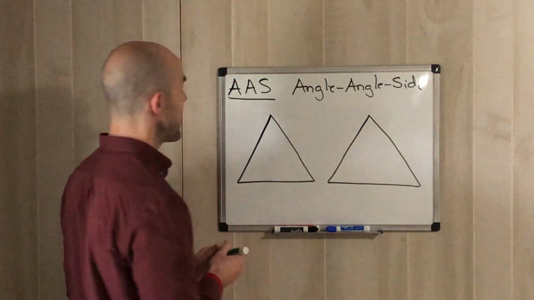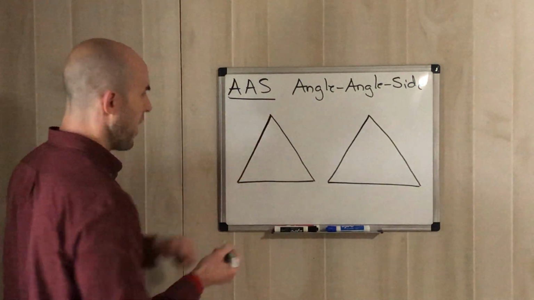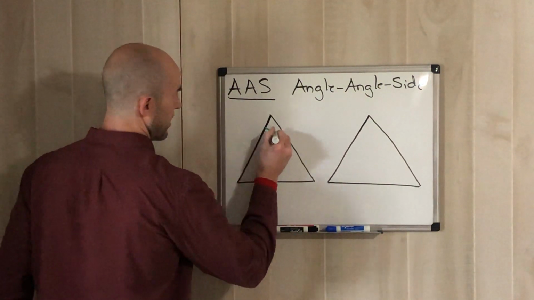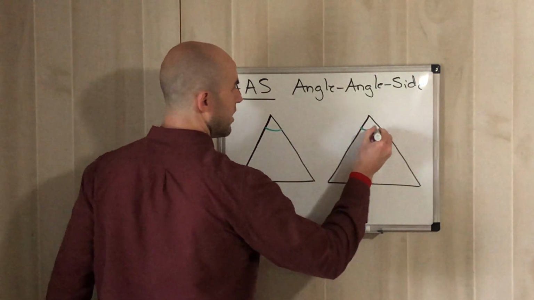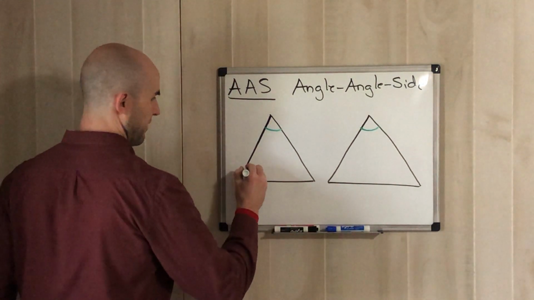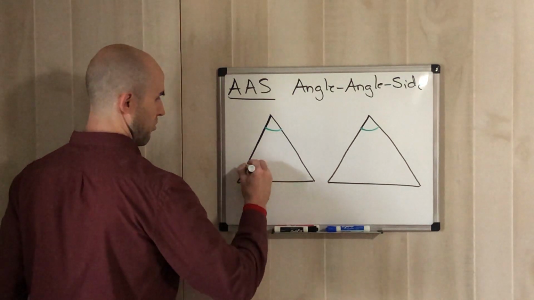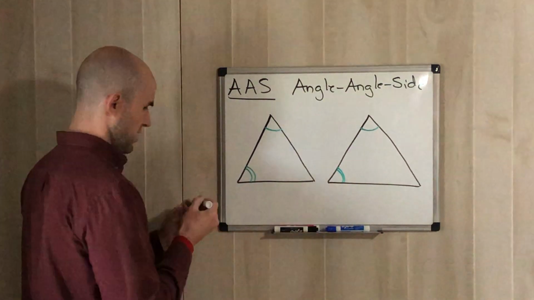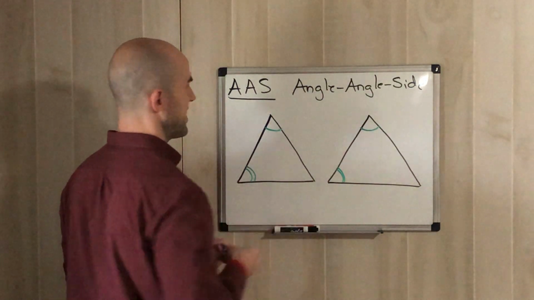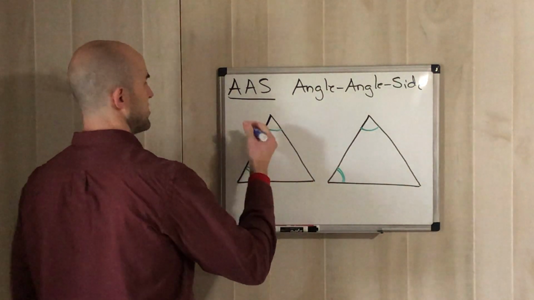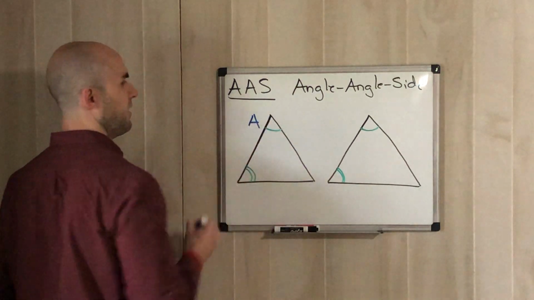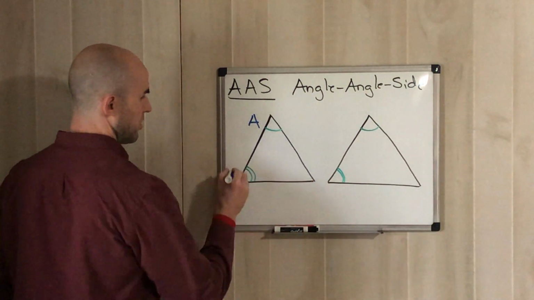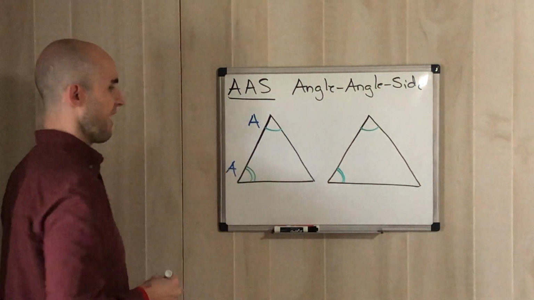So for it to be AAS, we need, again, 2 angles. I'll put 1 up here, so 1 and 1, right? And then I'll put 2 right there. So now once I start looking at this, I know that those 2 represent an angle, and I know that these two represent another angle.